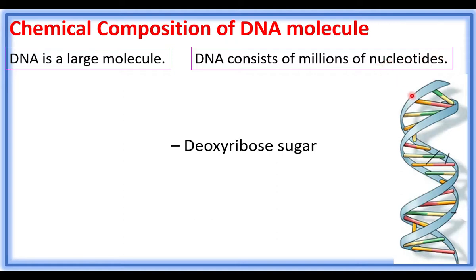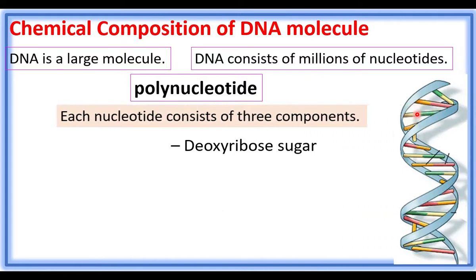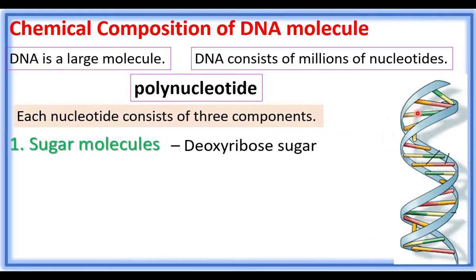DNA is made up of nucleotides. Nucleotides are the building blocks of DNA. DNA has millions of nucleotides. So this is a polynucleotide. DNA is a polynucleotide chain. It is made up of three components. The first one is sugar molecule. In DNA, the sugar is deoxyribose sugar. It is a 5-carbon sugar.